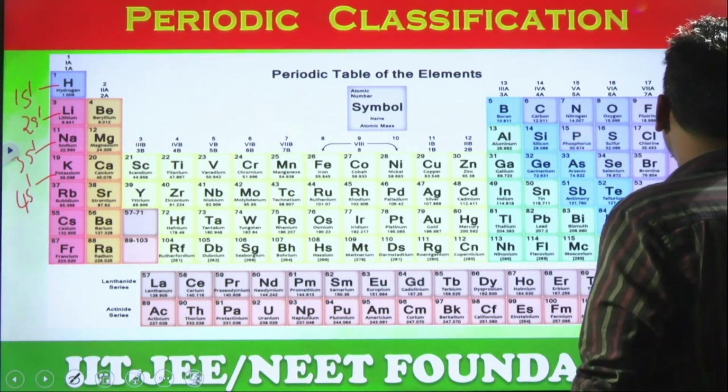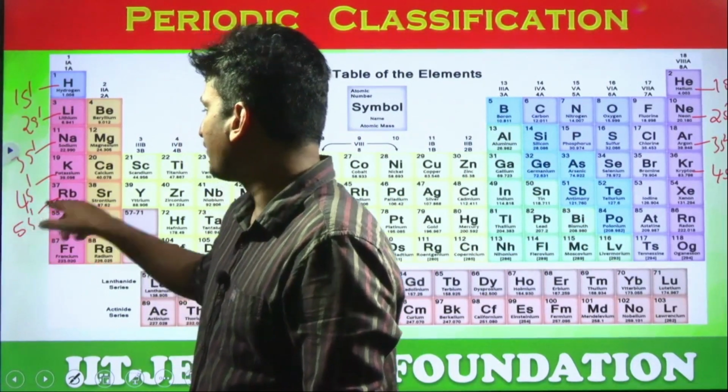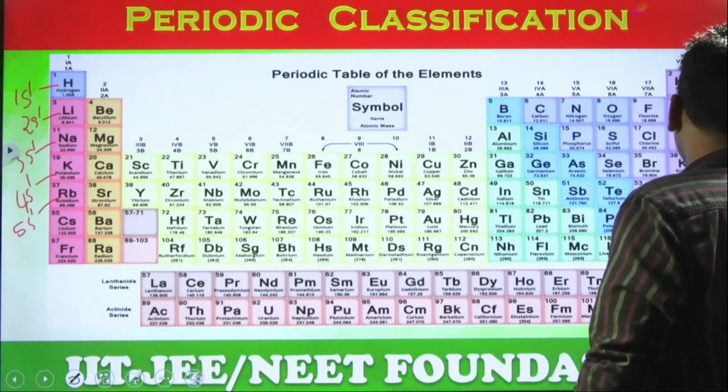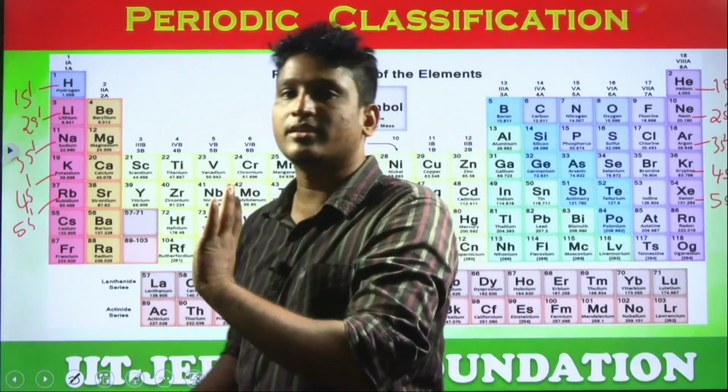Fourth shell is completed or not? Next elements enter into the fifth. 5s1, 5s2. Next 4d 1 to 10, 5p1 to 5p6, 5s to 5p6. Fifth shell is completed. Fifth period is completed in the periodic table.